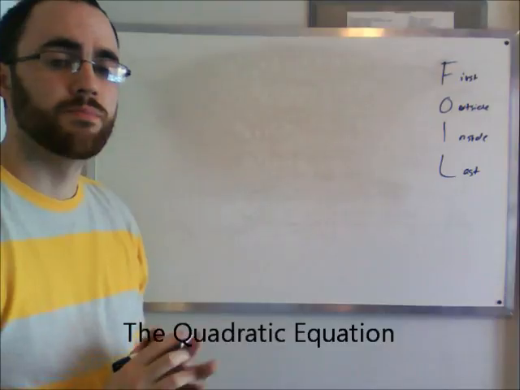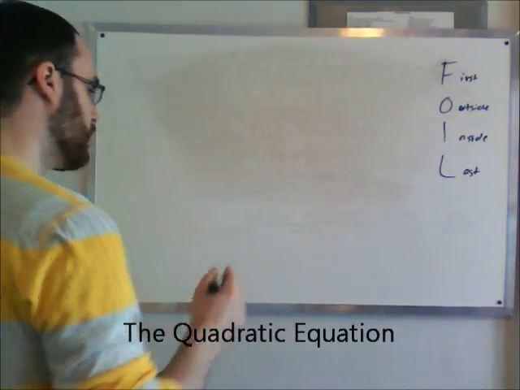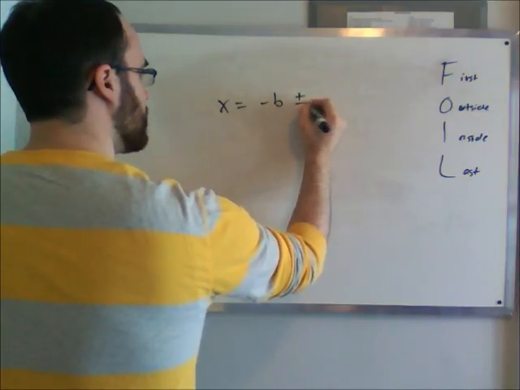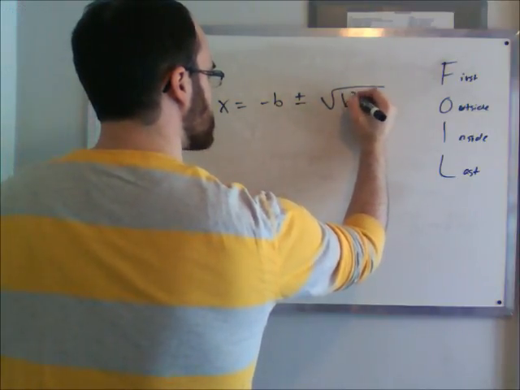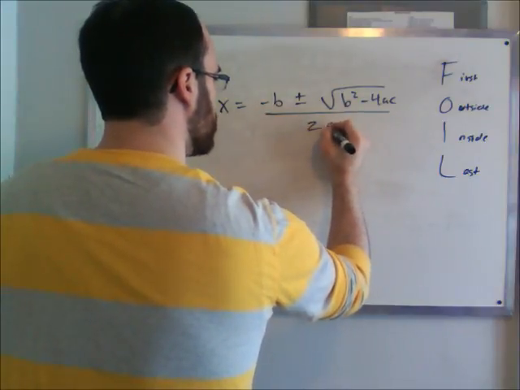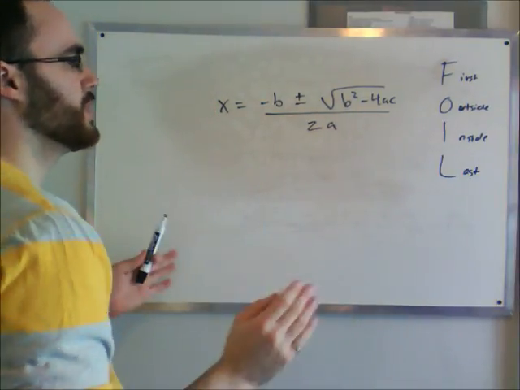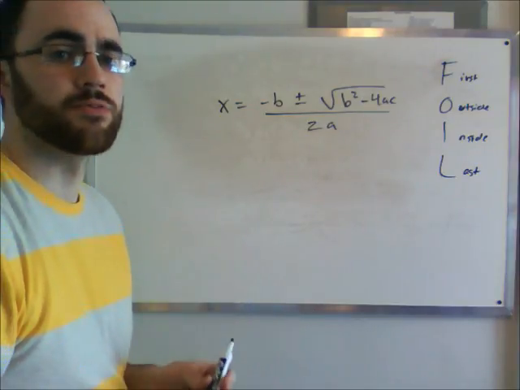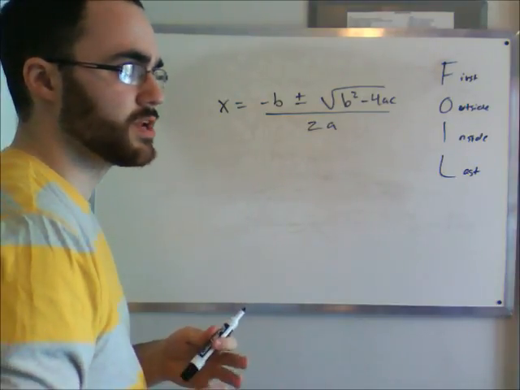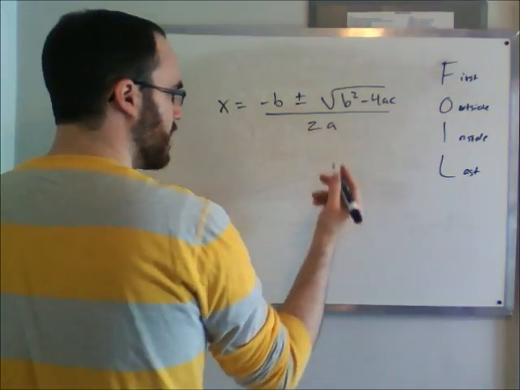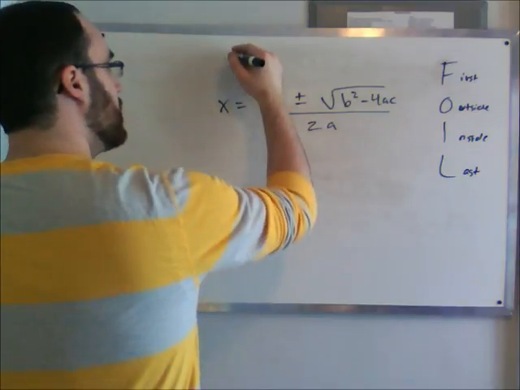So now we're talking about the quadratic equation. The quadratic equation says that x equals negative b plus or minus the square root of b squared minus 4ac all over 2a. We use this equation all the time because sometimes it's not easy to find common factors inside of a quadratic equation.